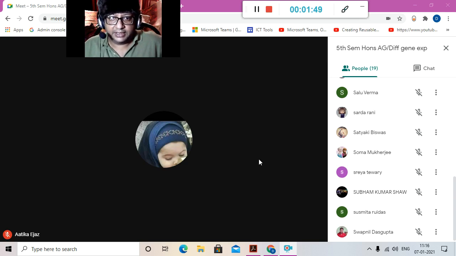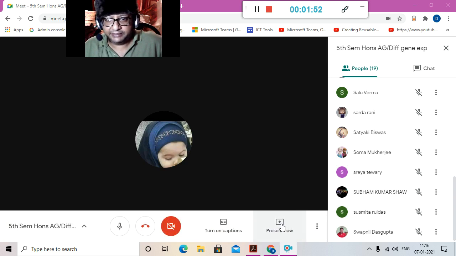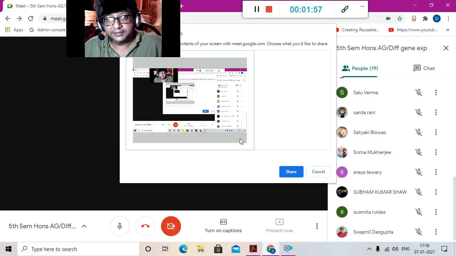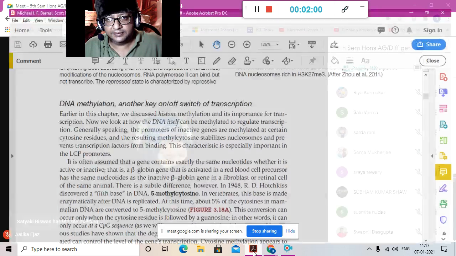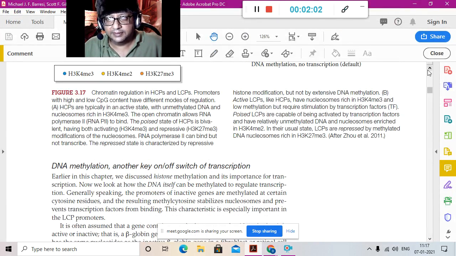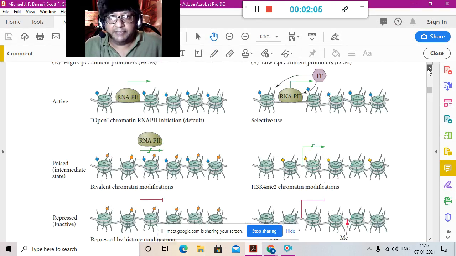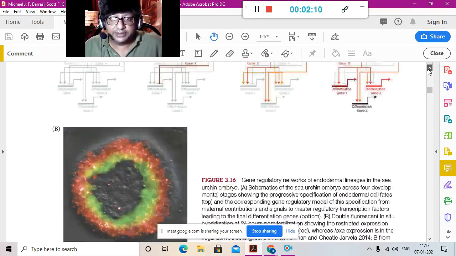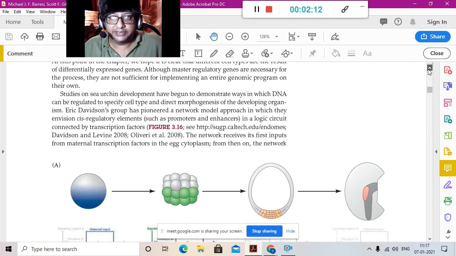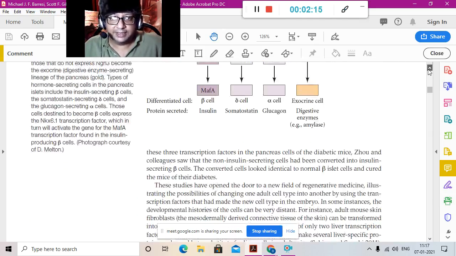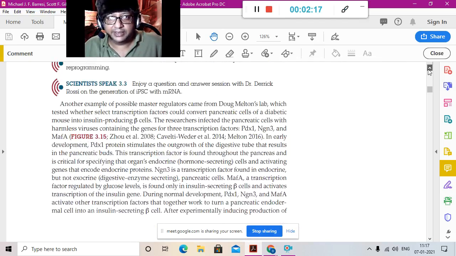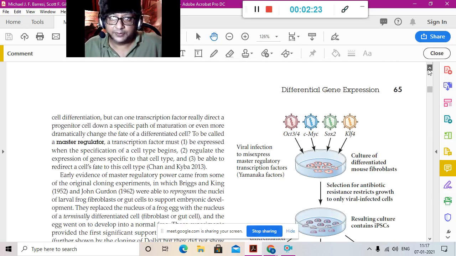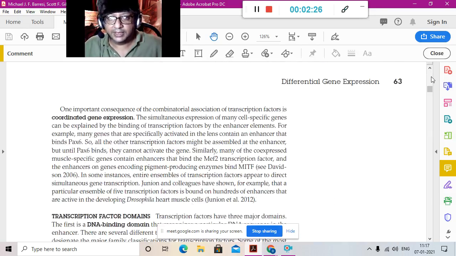So with this, let me start presenting my screen. I never face internet problems, so today I am facing tremendous internet problems. So bear with me. I am using a Jio connection right now from my mobile, and this is one of the most unreliable connections present. I'll just start my chapter.